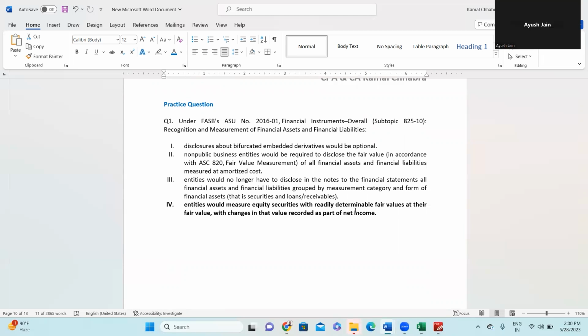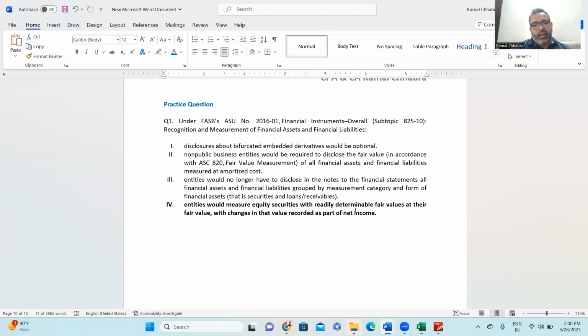Second, a non-public business entity would be required to disclose the fair value of all financial assets and liabilities measured at amortized cost. For a non-public business entity, it is not mandatory. So there are certain relaxations to it.